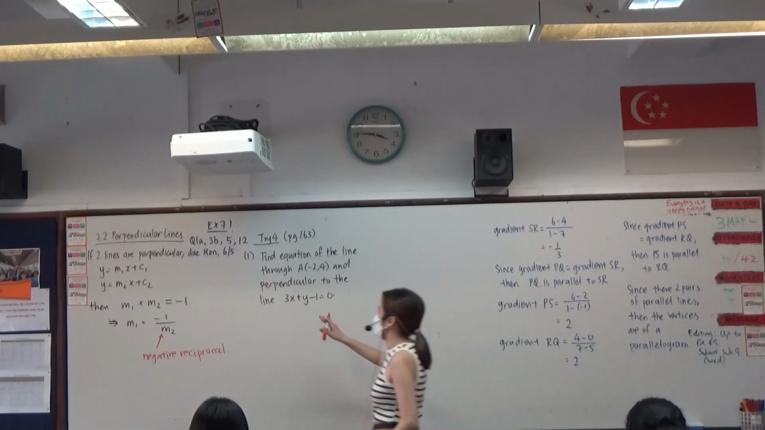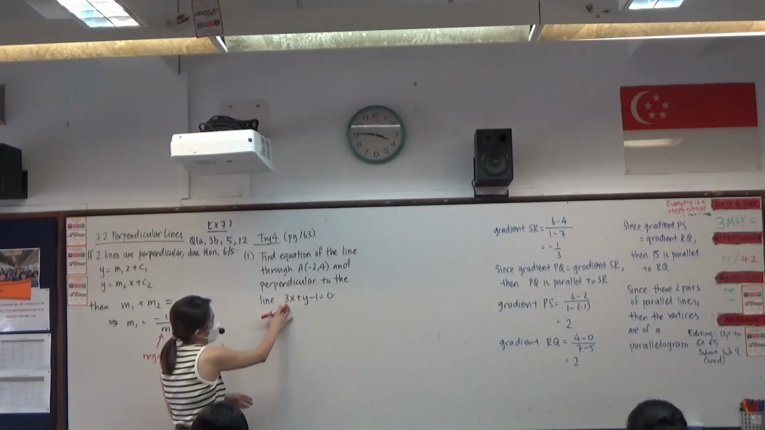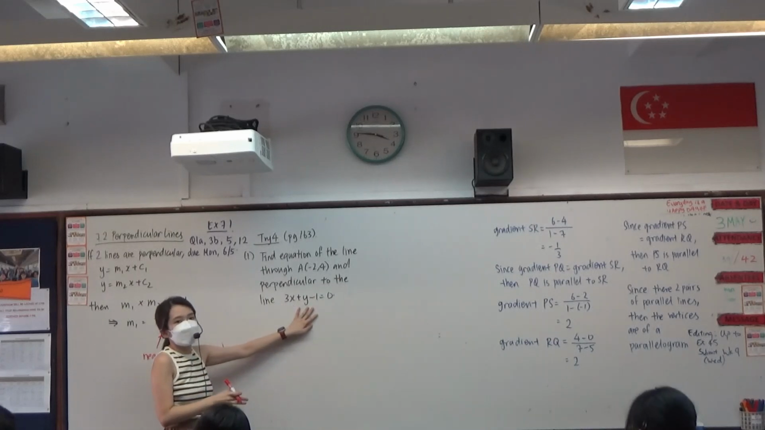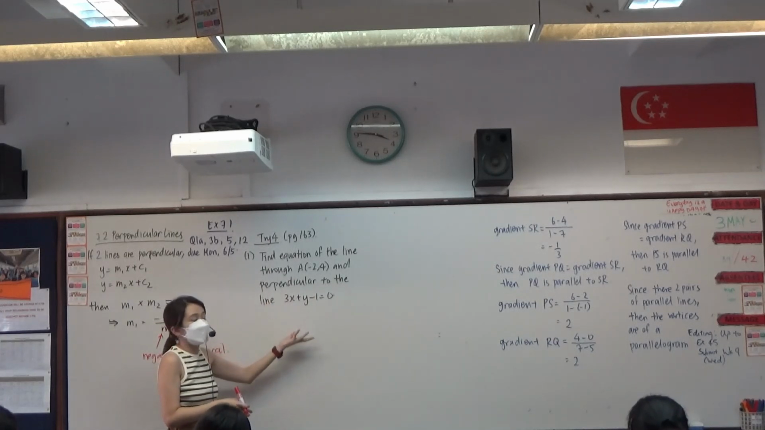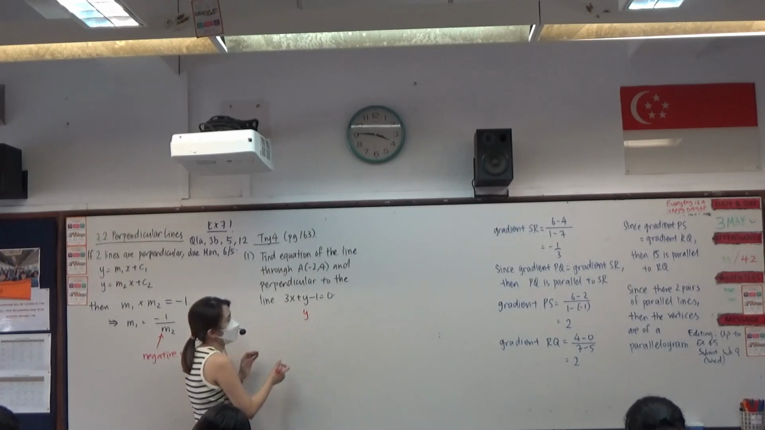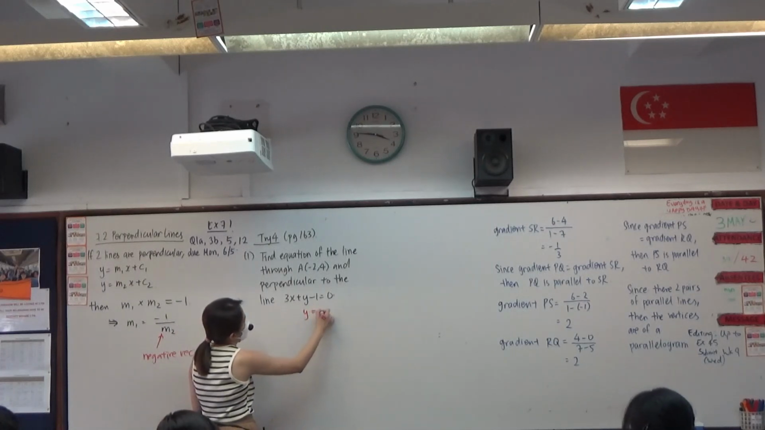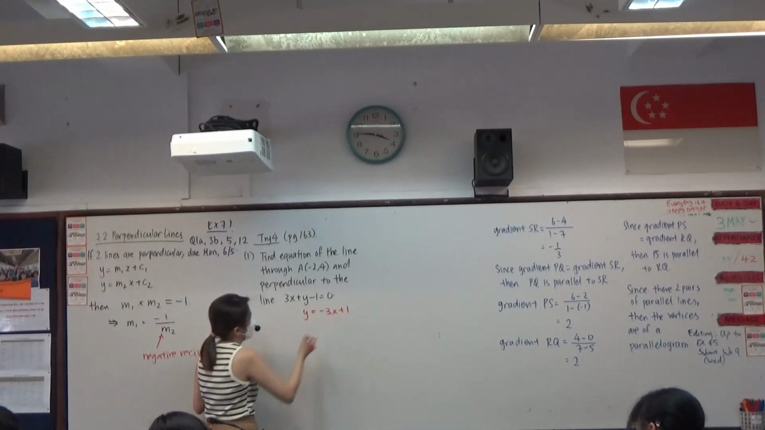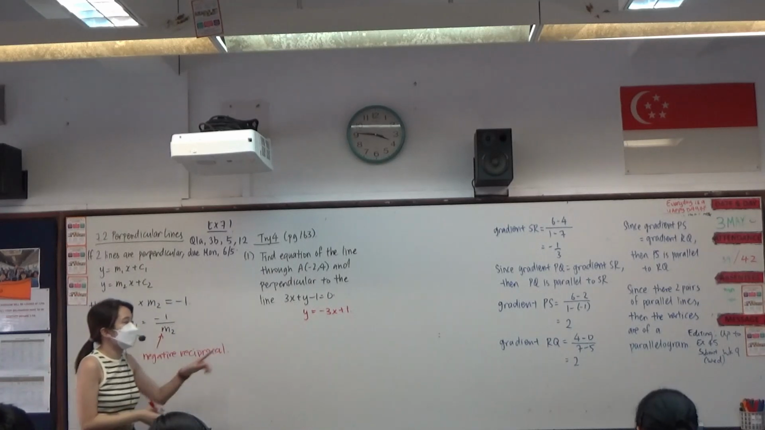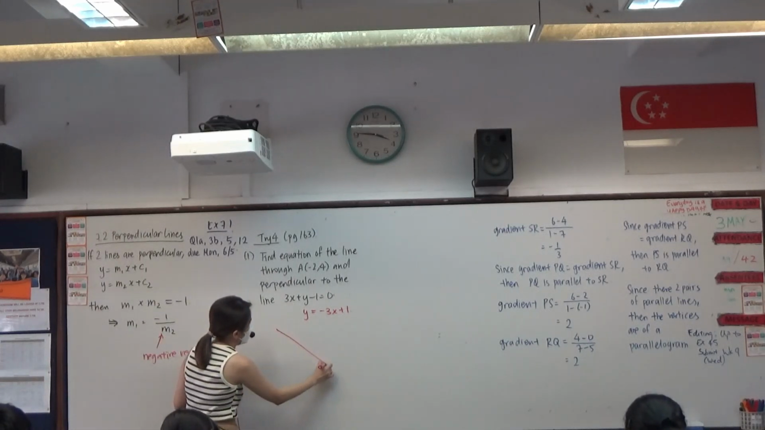So, we look at this line first, 3x plus y minus 1 equals to 0. You may want to reinterpret it in your y equals mx plus c form. That will be y equals negative 3x plus 1. So we know for sure it is a downward sloping line.